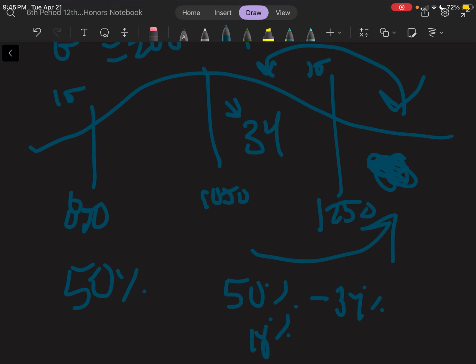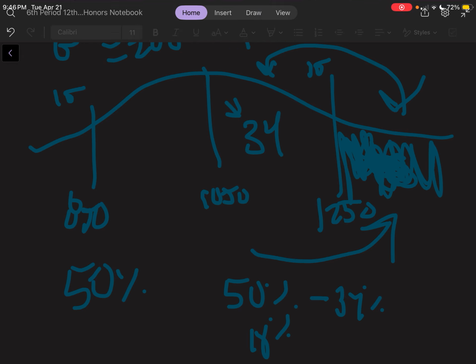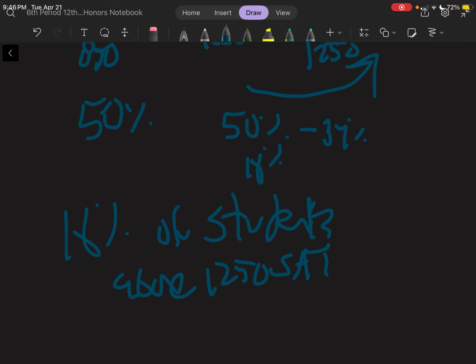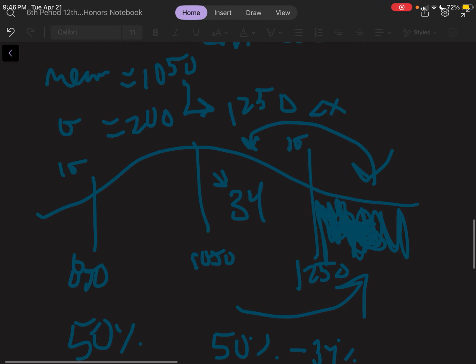So we can say that 16% of students scored above 1250, and we shade this region right here. And that would be your answer. 16%. We can say in a sentence that 16% of students scored above 1250 on the SAT. The way you show this on your curve is by shading this region above here.